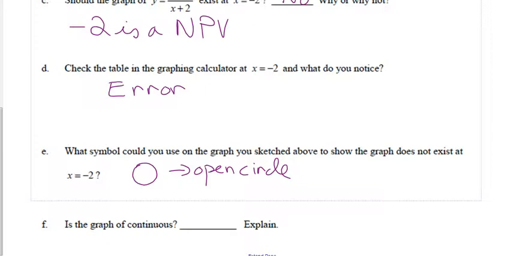Is the graph continuous? How would you find that? No, why not? Because it has a hole. It's got a point discontinuity. How would you find it?